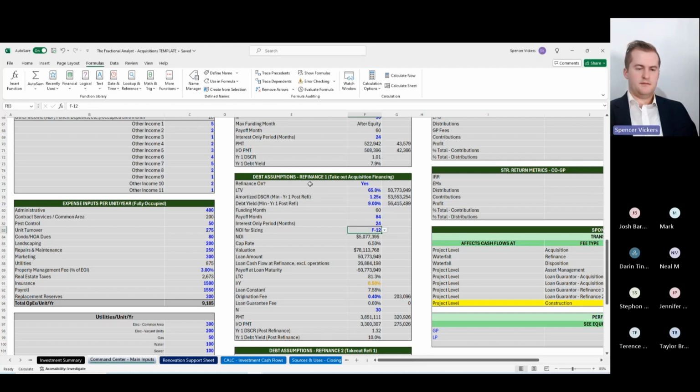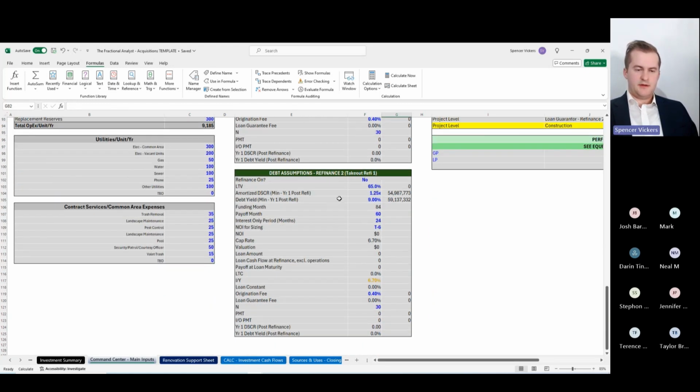So that is the first refinance. The second refinance is really just more of the same, but it takes out the first refinance. Some operators look at a value add deal on a 15-year hold or 10-year hold or whatnot, and they want to keep their leverage high, and so they'll want a second refinance, and so that's why I've included that there.